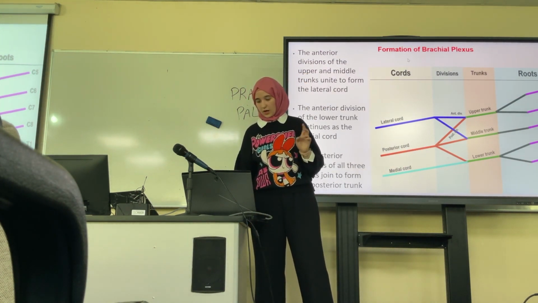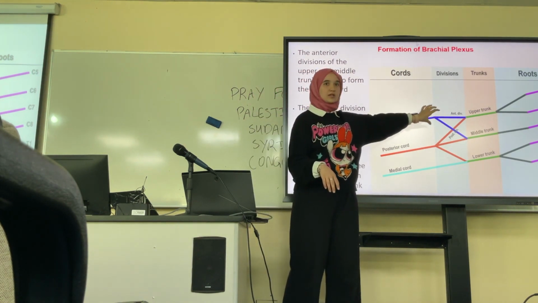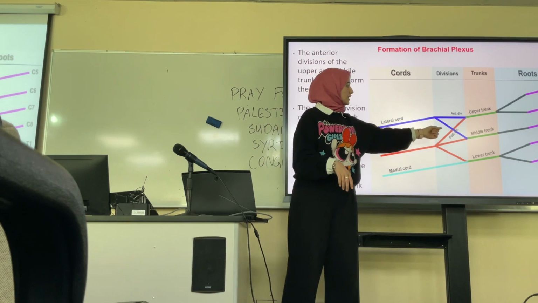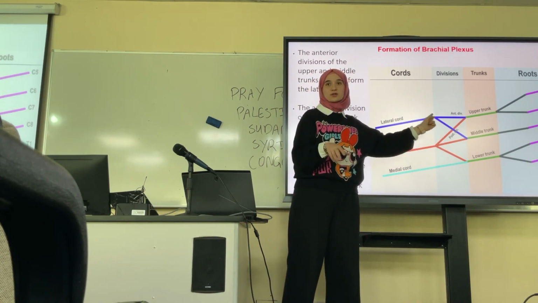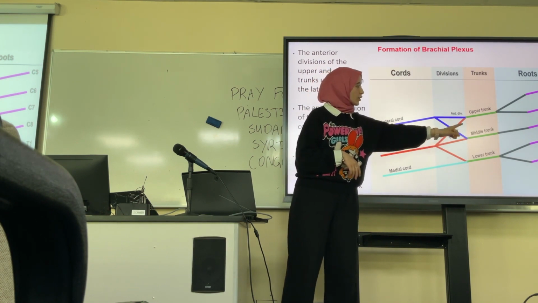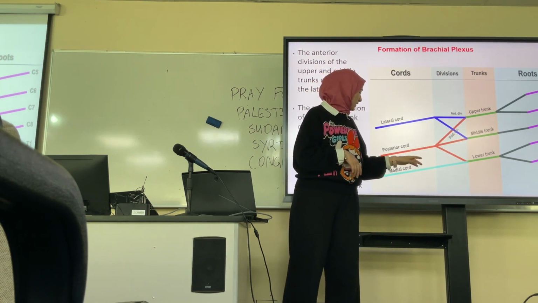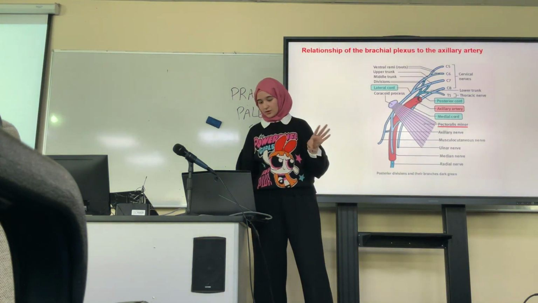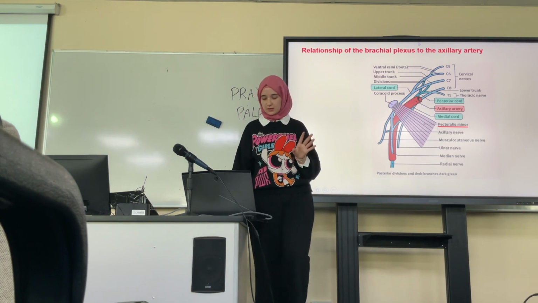Now the anterior division goes into a lateral cord. The posterior divisions of all three trunks go into a posterior cord, and the anterior of C8 and T1 goes into the medial cord. These are very simple, common sense, so I don't want to go deep into them.